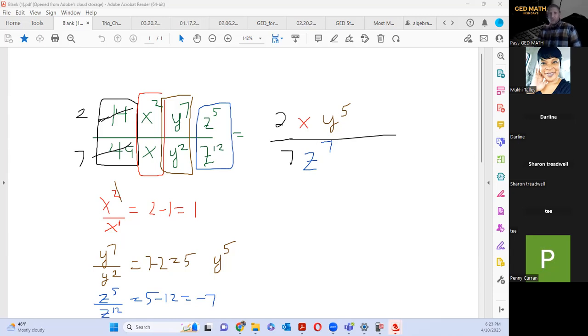Mr. Tinsley, when are you ever going to use something like that? It doesn't matter. You need to know the exponent rules. Well, I've never had this before.